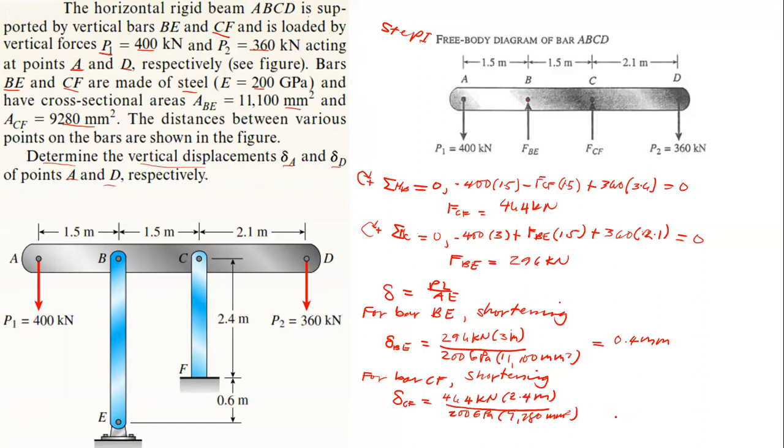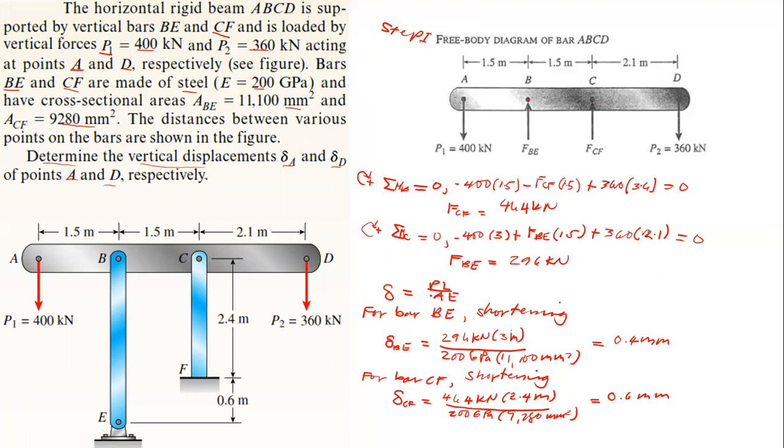So, to compute this, we simply manipulate the units to arrive at millimeters as the unit. The result of that is 0.6 millimeters.